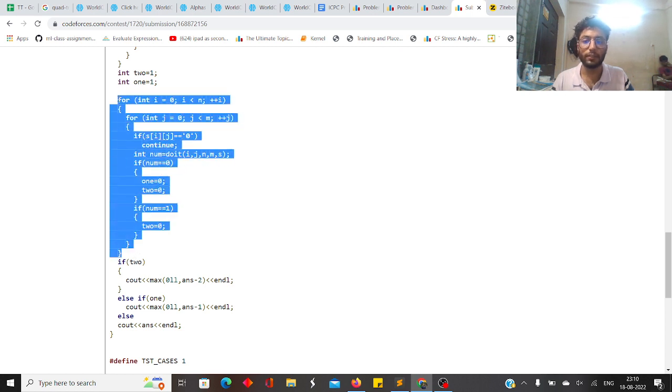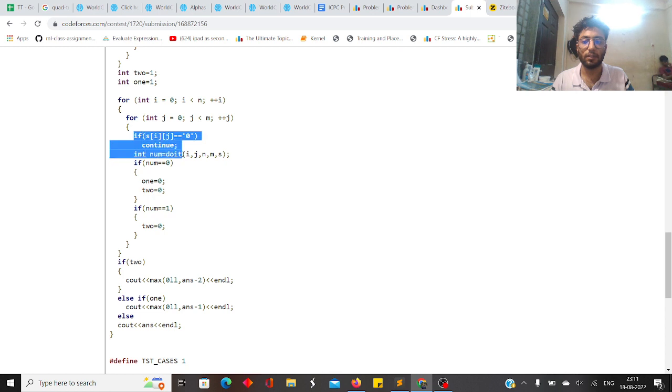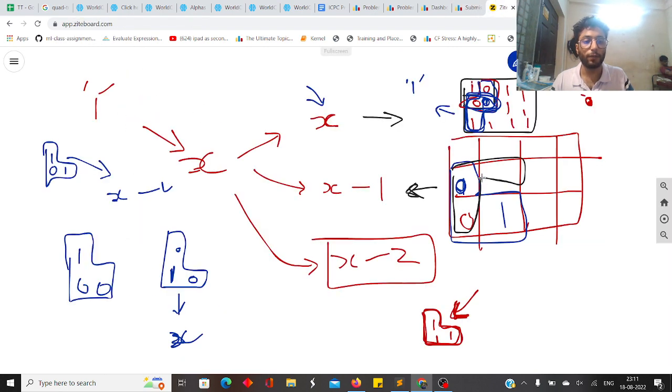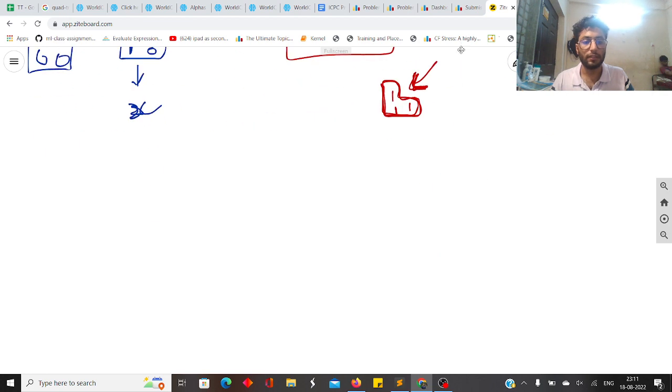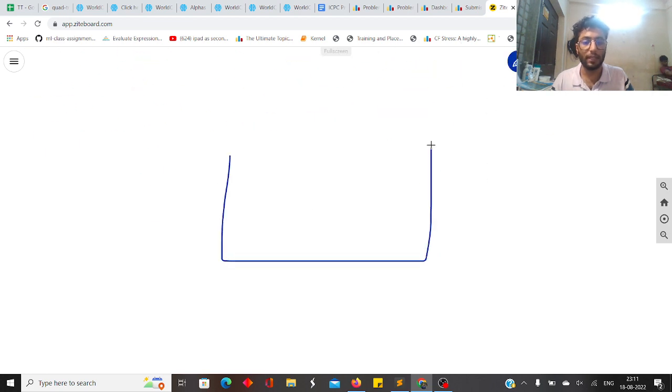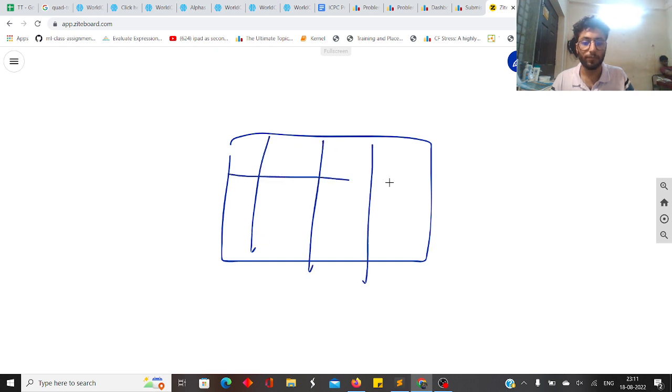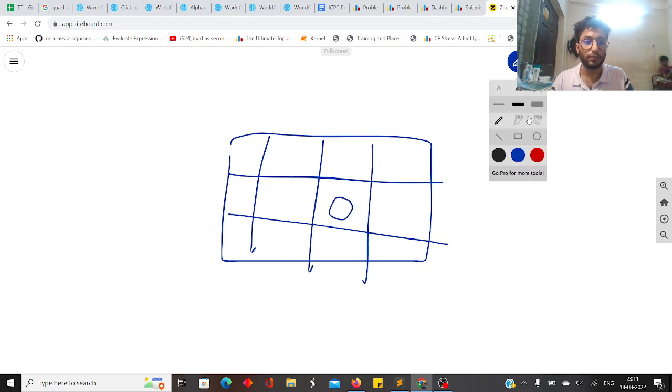I iterate through all of the elements present in the matrix, and if the element is 0, then I continue. If the element is 1, then I try to find all the L-shaped elements that this array element can contain. Let me say that I'm talking about A[i][j], this cell. For this cell, which is 1 in the initial case, I try to find all the possible L shapes that contain this element.